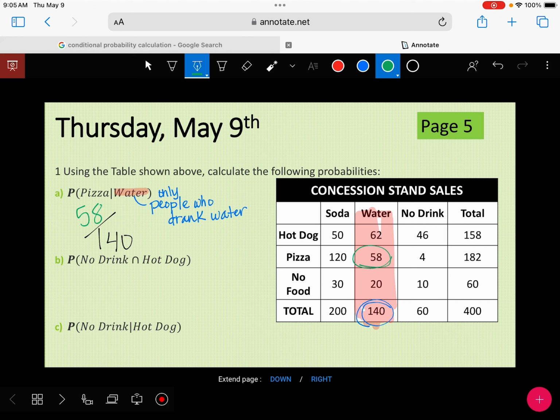Now, question B doesn't have a condition. So that means I'm looking out of everybody. And in all, we had 400 people. So this would be over 400.